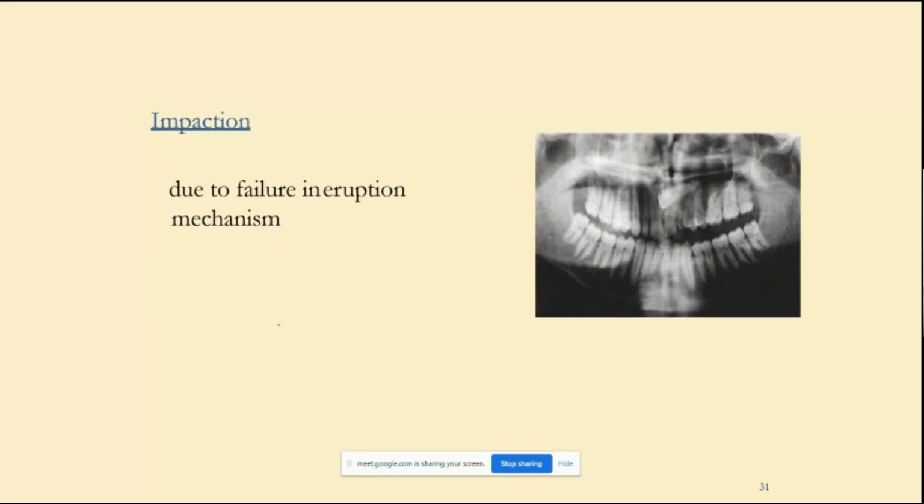So what is impaction? Whenever there is a failure in the eruption mechanism, the tooth is retained within the jaw itself. It never comes into the oral cavity, and that is called impaction. So what are some of the commonly impacted teeth? It is the canines and then the third molars or wisdom teeth. These are the most commonly impacted teeth.